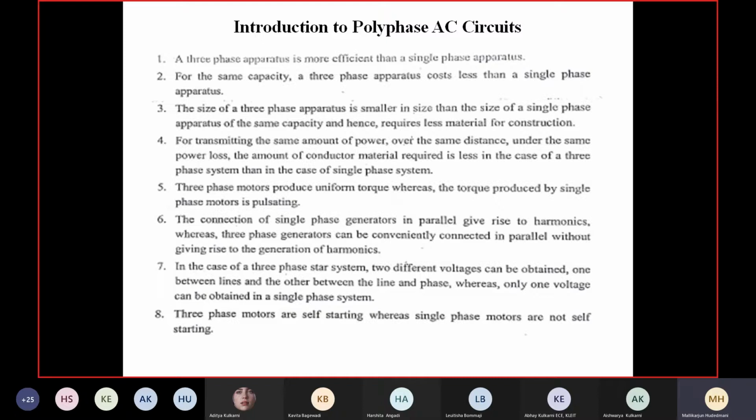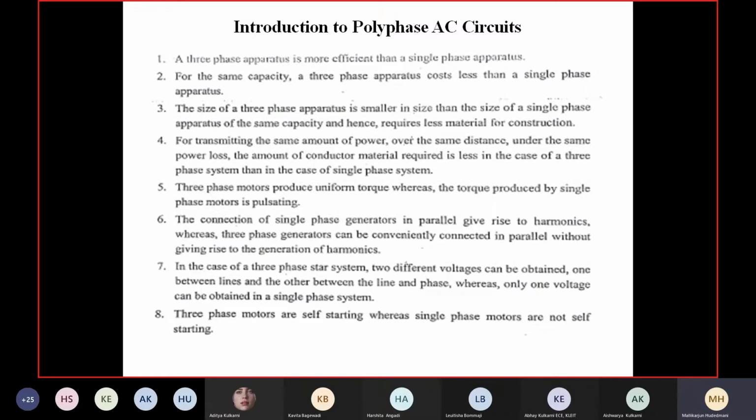Running from point number 1 to point number 2, physically, conducting material, either copper, aluminum, or alloys, is used. Their tonnage, weigh them on a weighing balance or weighbridge. Conducting material weight from point number 1 till point number 2, the total kilometers that you have fixed.